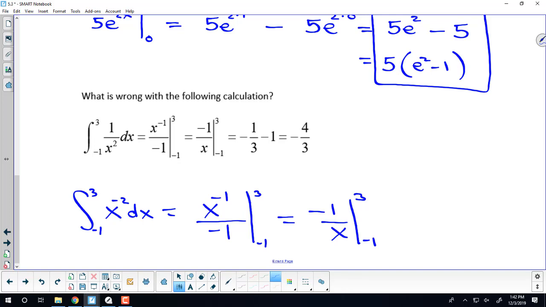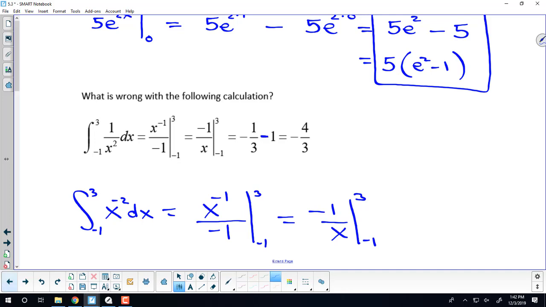We'll plug the 3 in for the x, so we have a minus 1/3. Subtract off the function evaluated at negative 1, so we have this minus from the fundamental theorem. When we plug negative 1 in here, we get a positive 1. We have a minus 1/3 minus 1. Does that seem all right? Yep. And negative 1/3 minus 1 is negative 4/3.